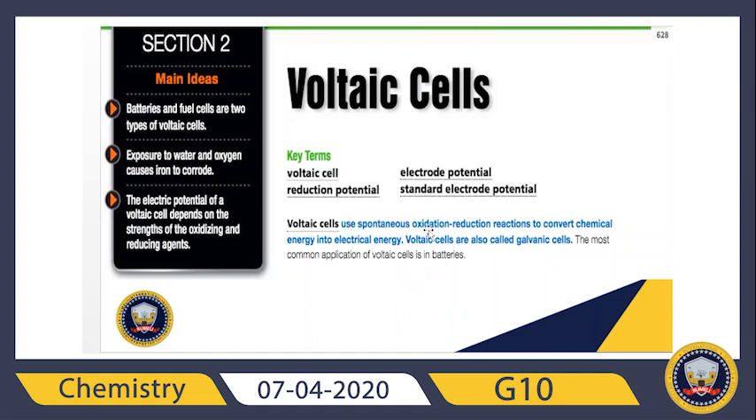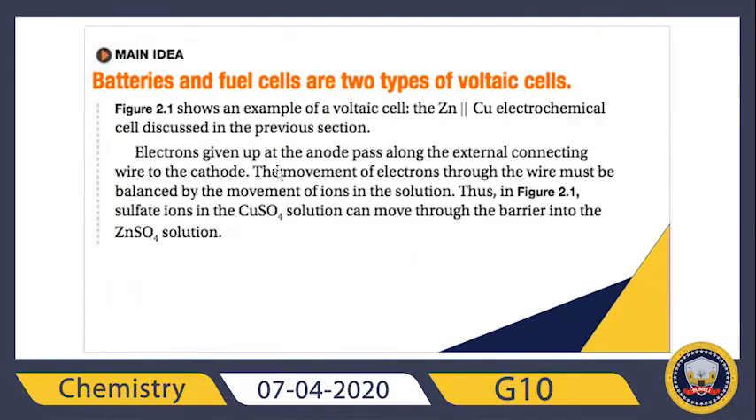So again, why do we use voltaic cells? They use a spontaneous oxidation-reduction reaction to convert chemical energy into electrical energy, and most commonly they are used in batteries. So let's continue. The main idea here is that batteries and fuel cells are two types of voltaic cells. Figure 2.1 shows an example of a voltaic cell, the Zn-Cu electrochemical cell discussed in the previous section.